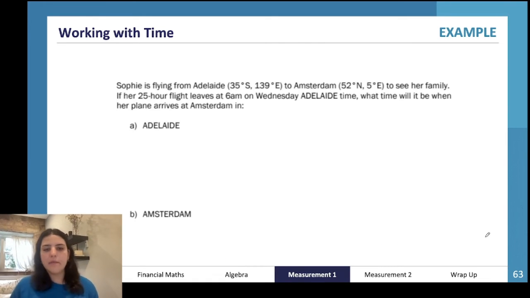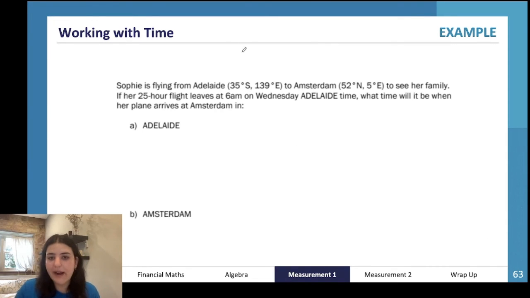All right, I am flying from Adelaide, which is 35 degrees south, 139 degrees east, to Amsterdam, 52 degrees north, 5 degrees east, to see my family. If my 25-hour flight leaves at 6 a.m. on Wednesday, 25 hours sounds like hell, what time will it be when we land in Amsterdam?